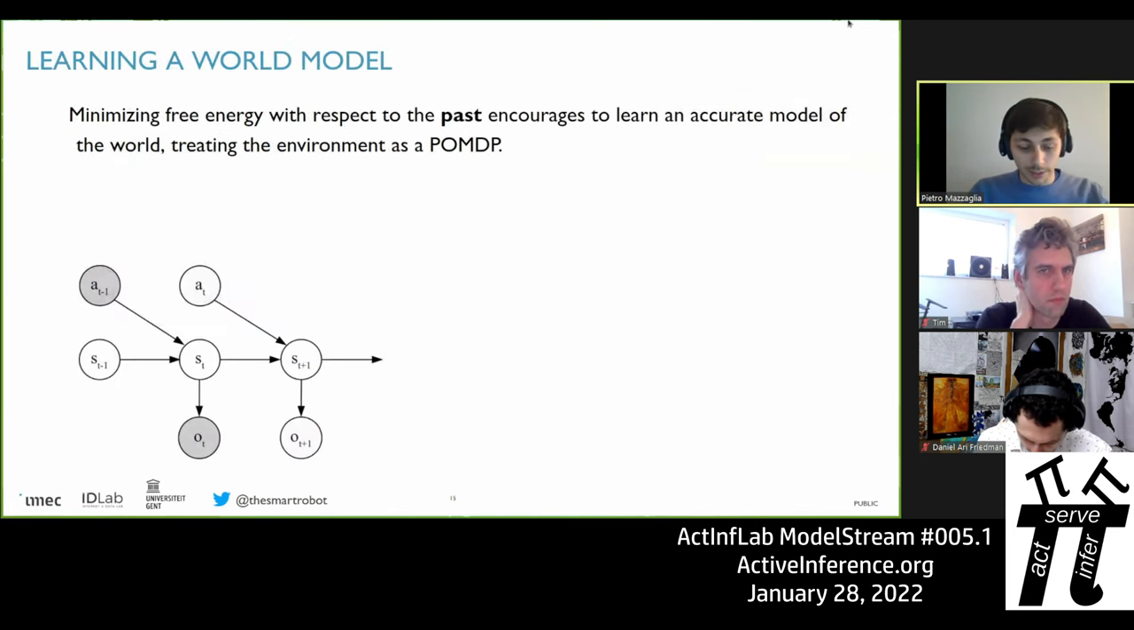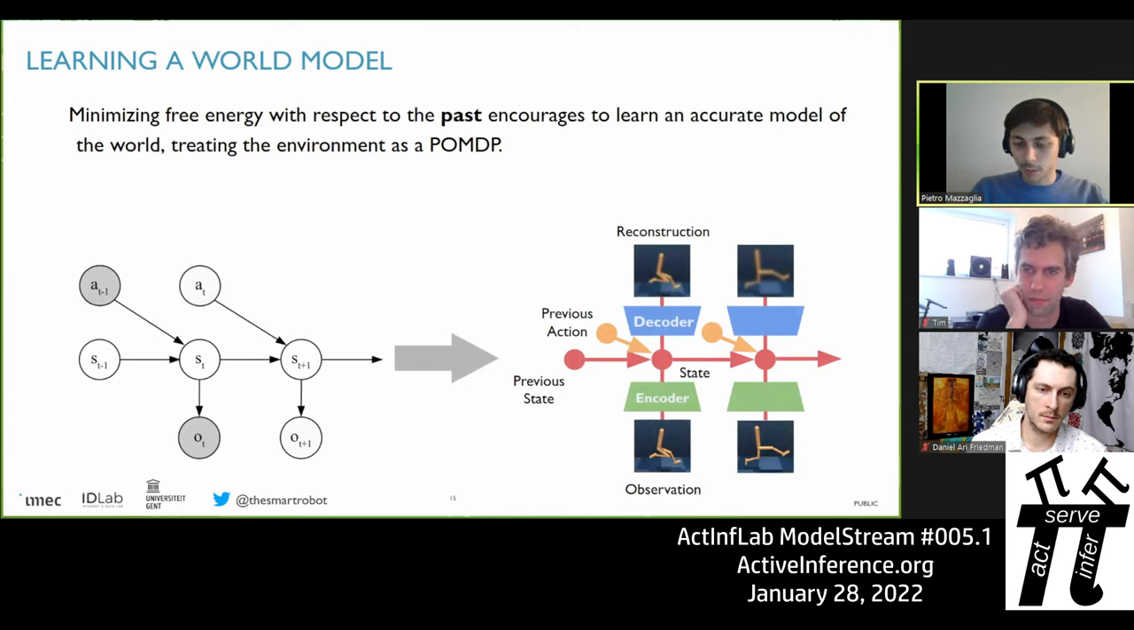So the environment setting we discuss is that of a POMDP, a partially observable Markov decision process. Just to recap, we have observations that the agent receives. It has to infer the internal state of the environment, which is not observed. And then there are actions, which are known for the past, but that the agent should infer or somehow choose among a set of possible actions in the future.